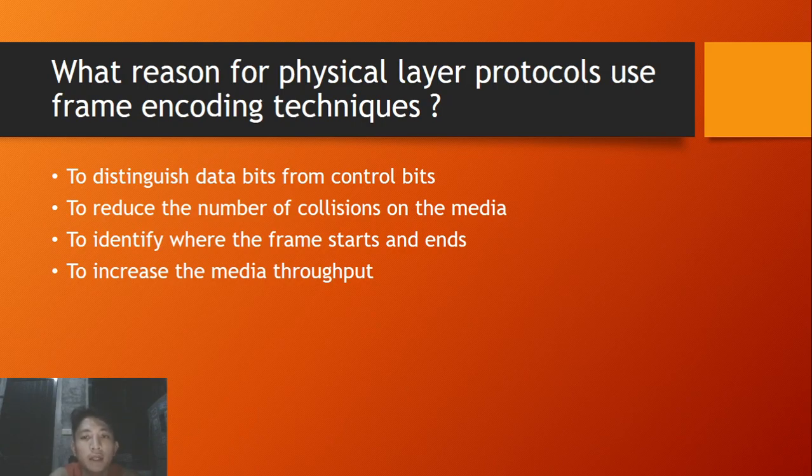For what reason do physical layer protocols use frame encoding techniques? The choices are: to distinguish data bits from control bits, to reduce the number of collisions on the media, to identify where the frame starts and ends, and to increase the media throughput. For answering this question, we have two answers here. The first one is to distinguish data bits from the control bits, and the second one is to identify where the frames start and end.